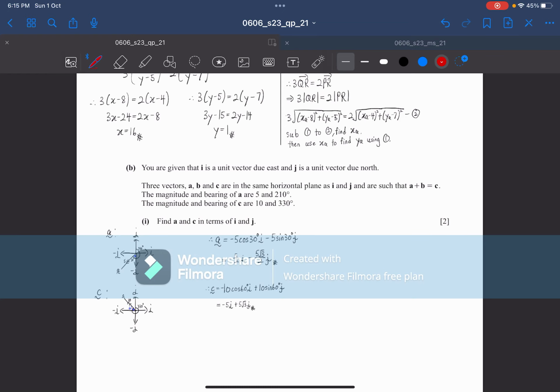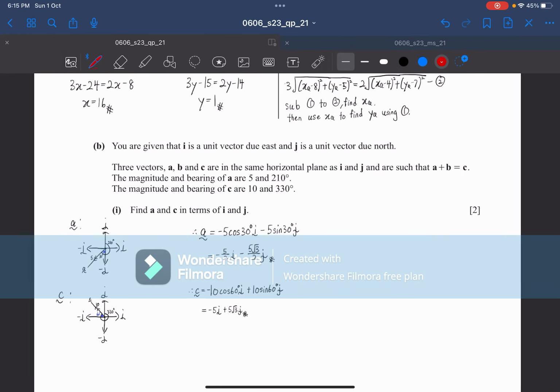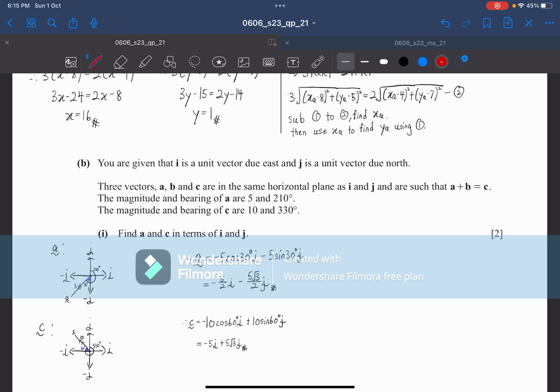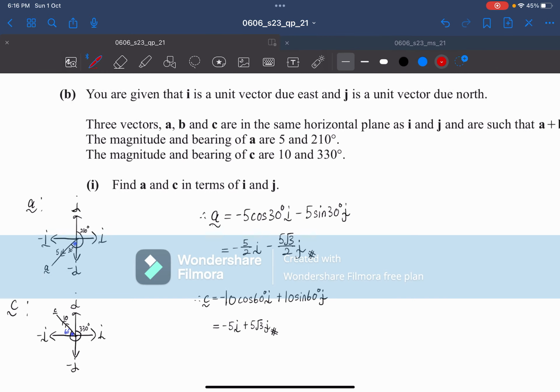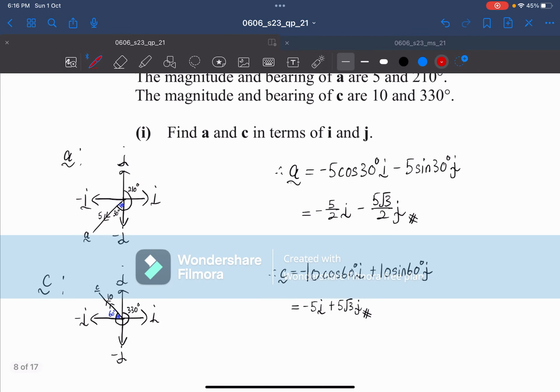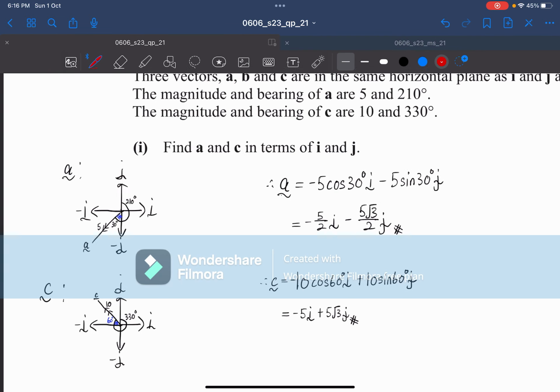Okay, anyways. So 6b, you are given that i is a unit vector due east and j is a unit vector due north. Okay, so 3 vectors A, B, and C are in the same horizontal plane. The magnitude and bearing of A are 5 and 210. The magnitude and bearing of C are 10 and 330. Okay, so this is pretty straightforward. Find what A and C are in terms of i and j. So I drew this diagram for you to visualize.